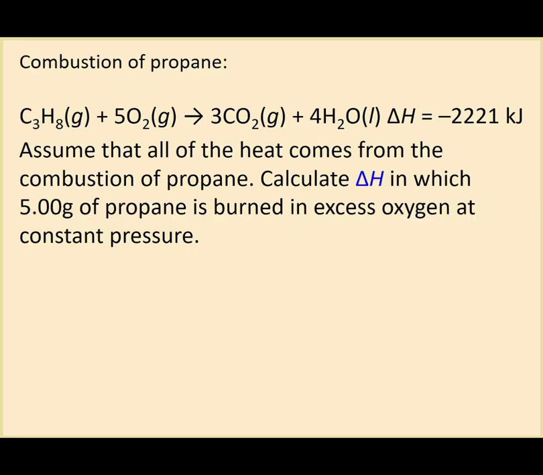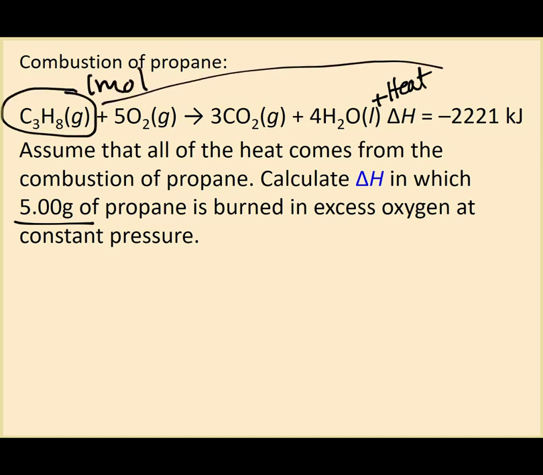Let's do one more of these conversion factors where we look at the heat. This is the combustion of propane, and I know that because delta H is a negative, that this is an exothermic reaction. So the heat is a product. So I have this amount of heat that is going to come out of it. And it says how much heat do we get when 5 grams of propane burn? So I know that 1 mole of propane gives me this amount. So that's the conversion factor I'm going to be using.